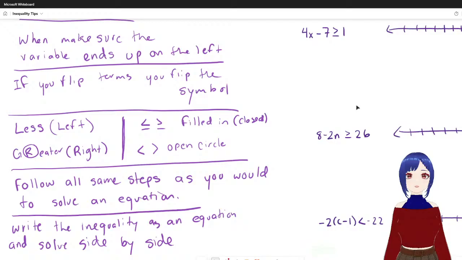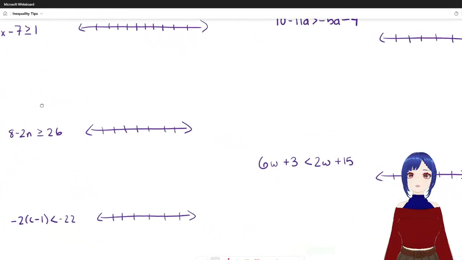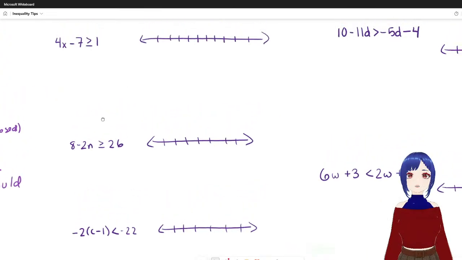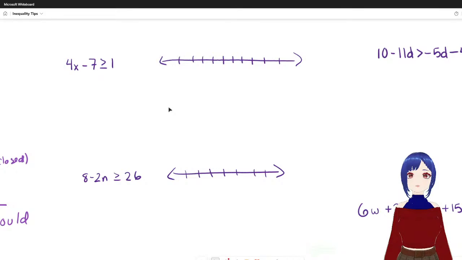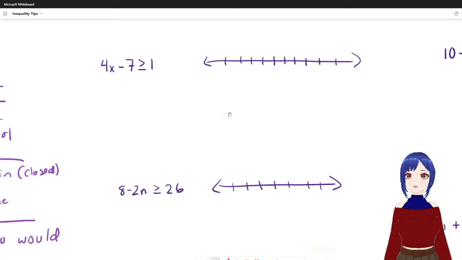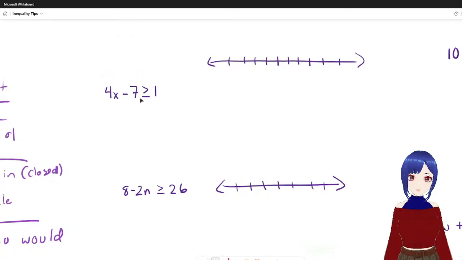So let's solve some. I have a few examples for us to go through. They go from easier to harder. So we'll just start with this one here. We'll do this. Alright. I'm going to move it down here a little bit.